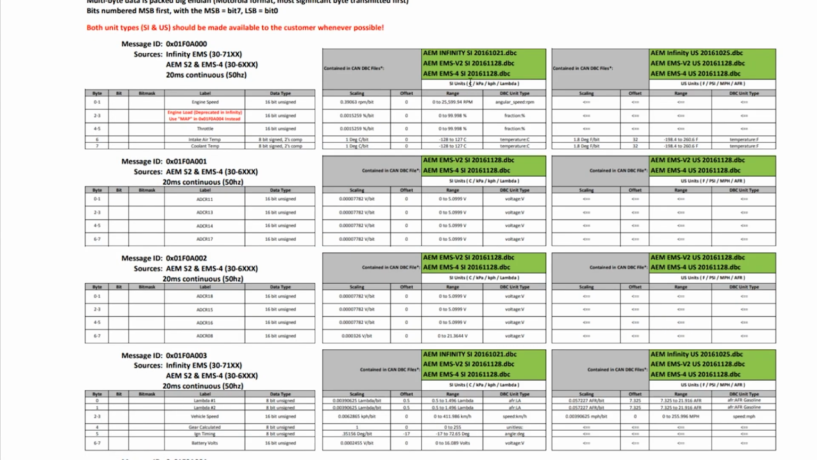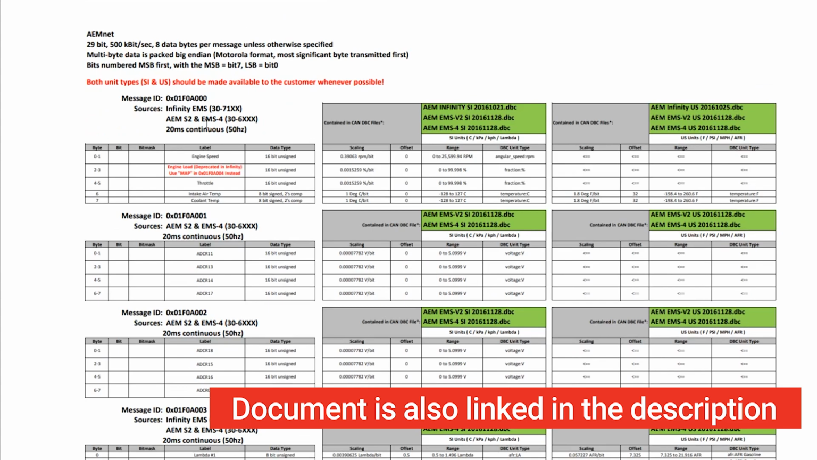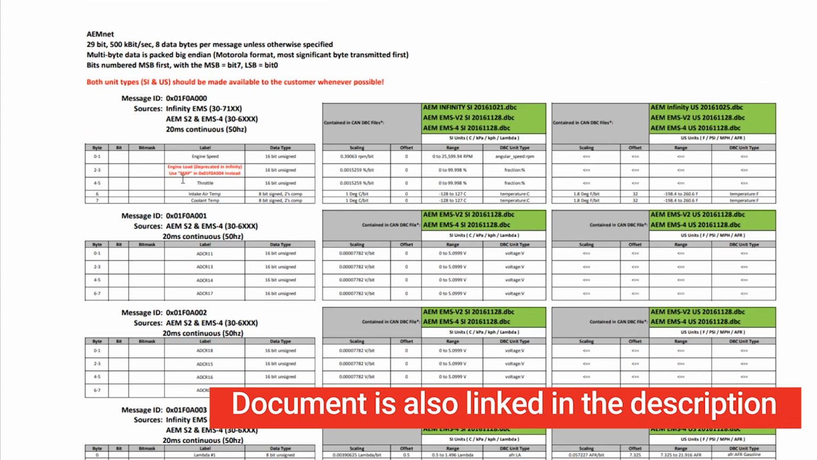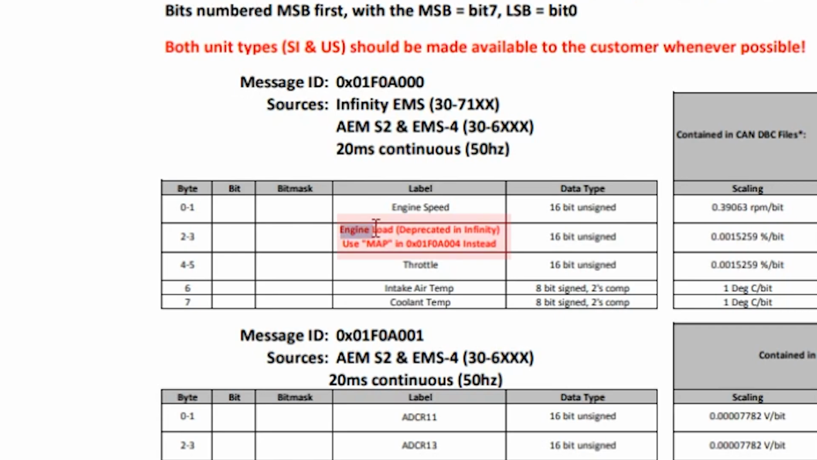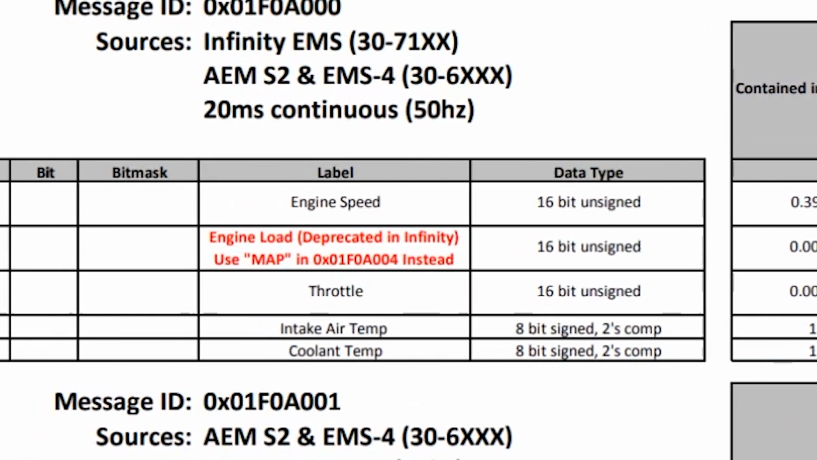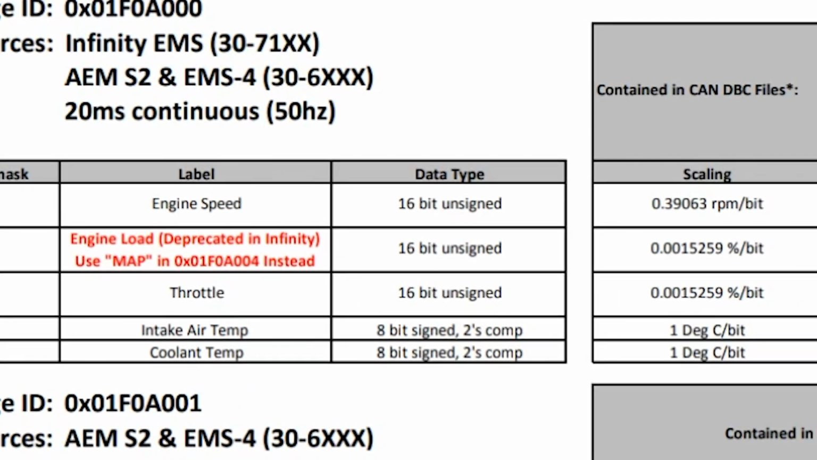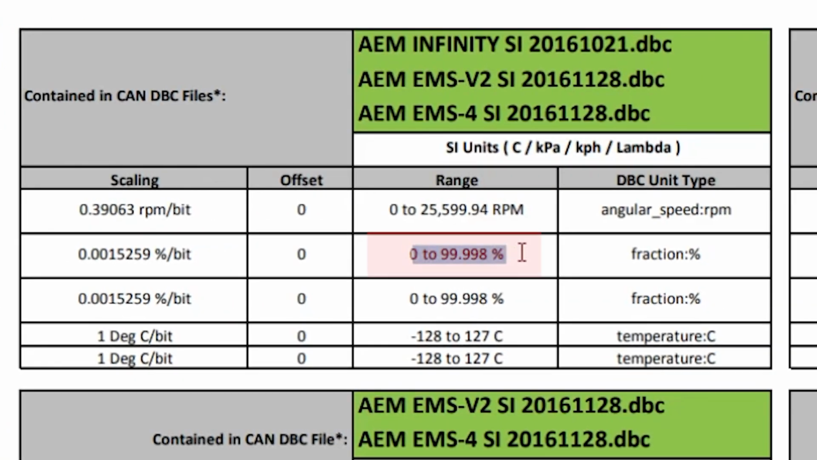The first thing we'll do is take a look at the AEMnet CAN protocol. You can find it on the AEM Electronics website. And so you'll see here the engine load channel. We'll zoom in a little bit. Engine load channel is going to be output on the Series 2, and this channel is going to be from 0 to 100%, and it's a fraction. So by default, this is what the Series 2 ECU is outputting.